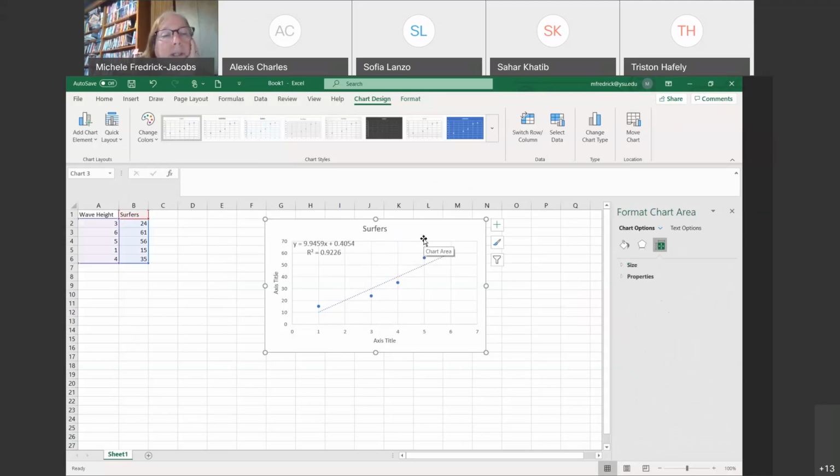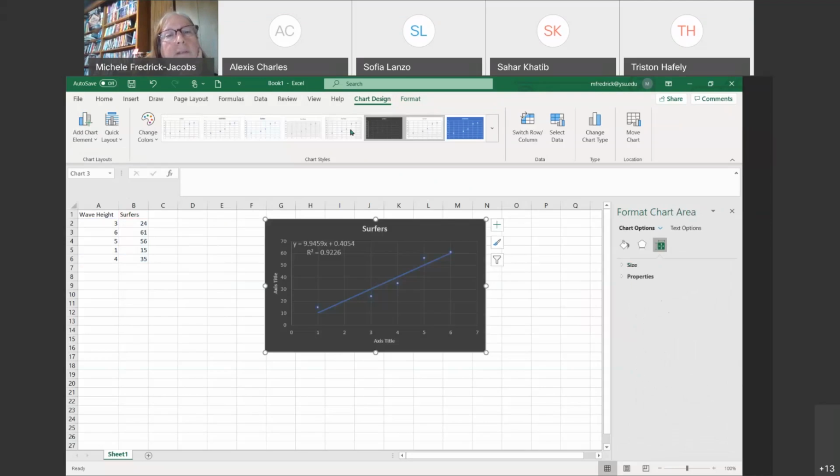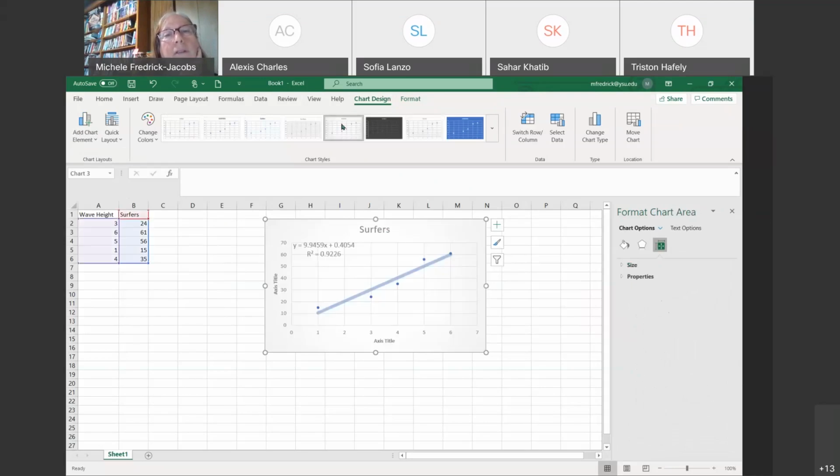Any questions on that? So you either use the plus sign or add chart elements. And to get chart elements, it needs to be on this. And you can also use different things to have it look differently depending on what you want.